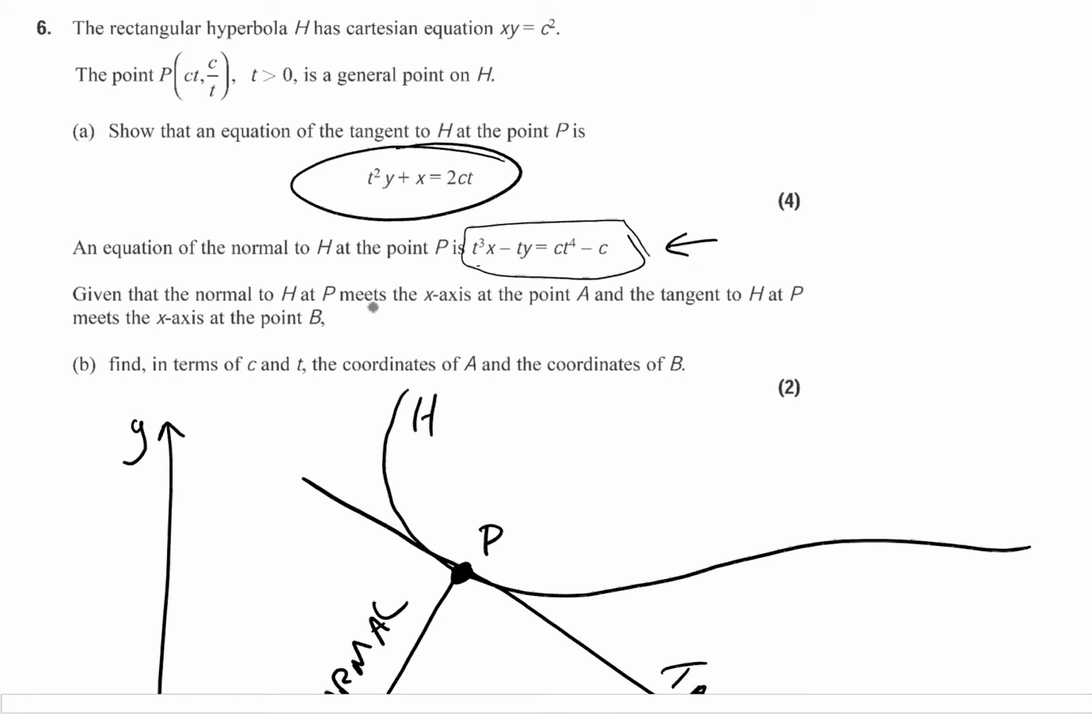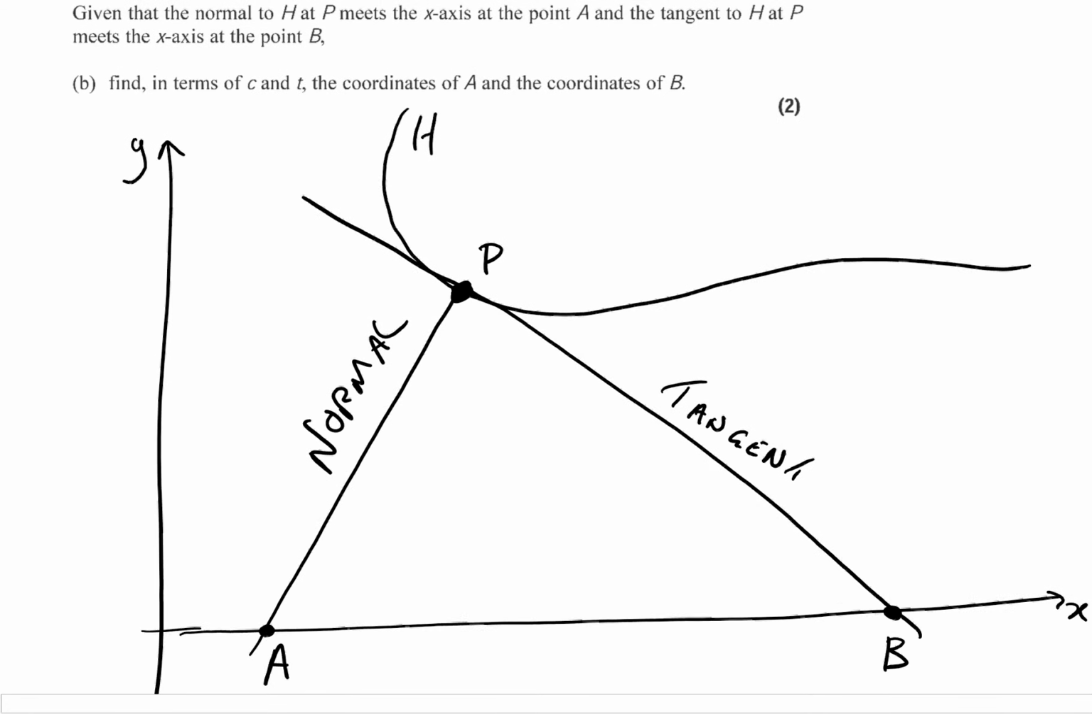And I'm told that given that the normal to H at P meets the x-axis at the point A, and that the tangent to H meets the x-axis at B, okay, and we're asked to find, in terms of c and t, the coordinates of A and the coordinates of B.